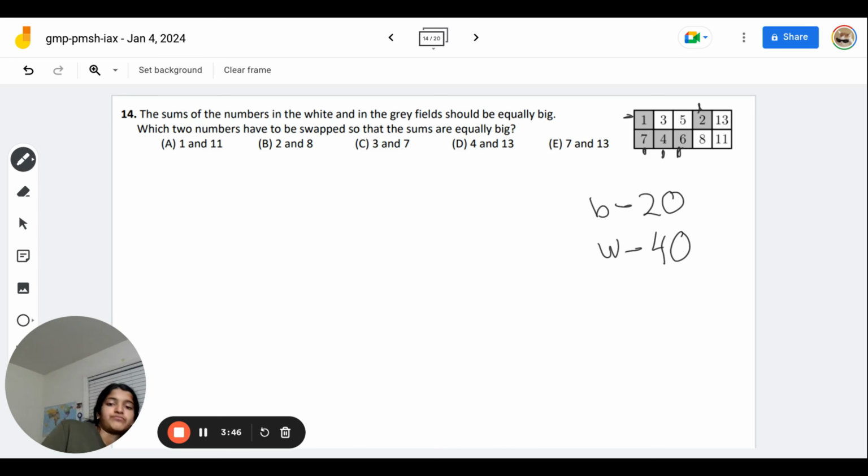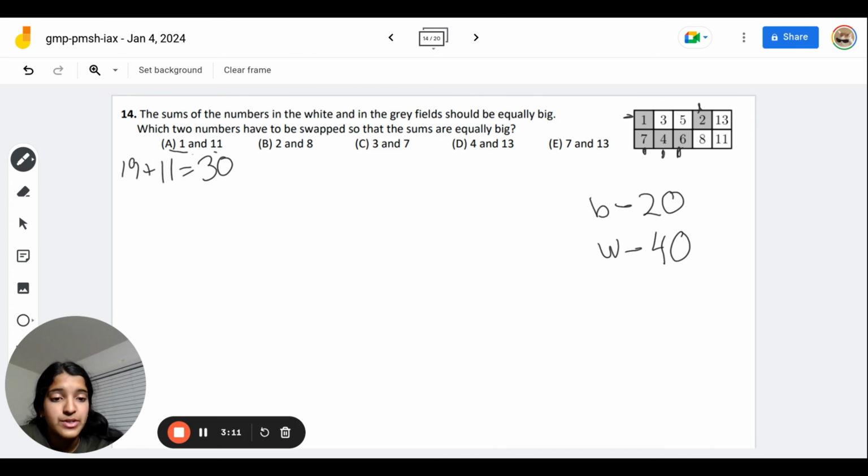Let's see. So for A, it says to use 1 and 11. So 11 is currently a white square, and the black square is currently 1. So we would subtract 1 from black, which would be 19, and then add 11. So 19 plus 11 would be 30. Okay.